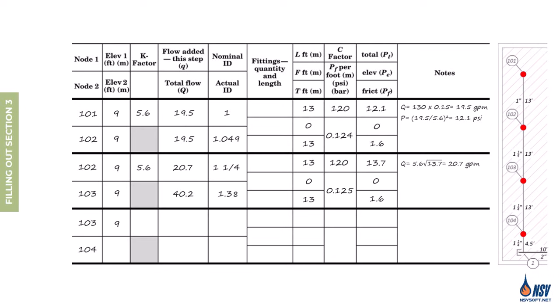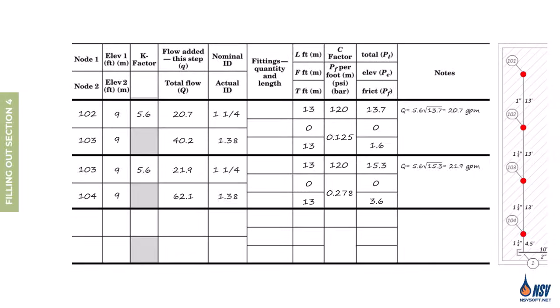Filling the cells for the third section is similar to the second. We complete it using the data and method explained in the step-by-step video. In the fourth section, which lies between nodes 104 and 1, we must account for the equivalent T-fitting located at the intersection of the branch line and the cross main, which is equal to 6 feet. The rest of the cells are filled in the same way as in the previous sections.